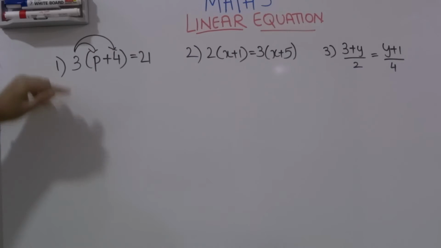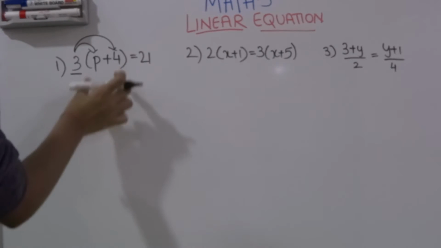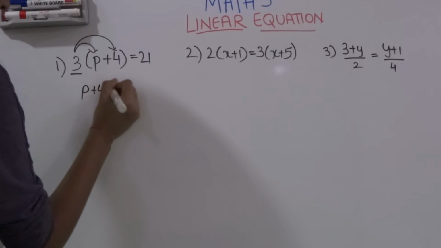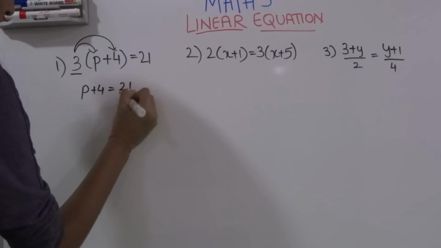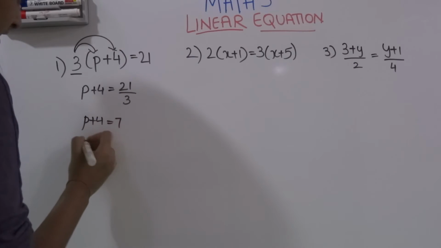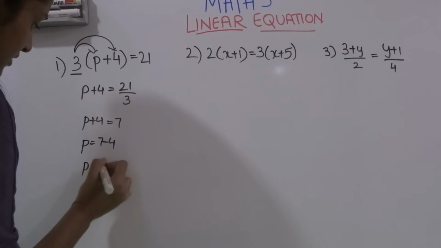Now the second way is we take this 3 directly to this side and divide it and leave this bracket as it is. So now p plus 4 is equal to 21 upon 3. That is p plus 4 is equal to 7. p is equal to 7 minus 4. p is equal to 3.